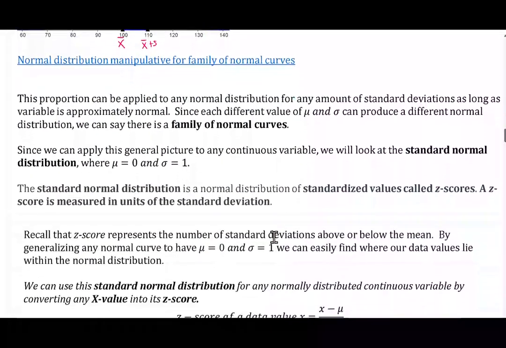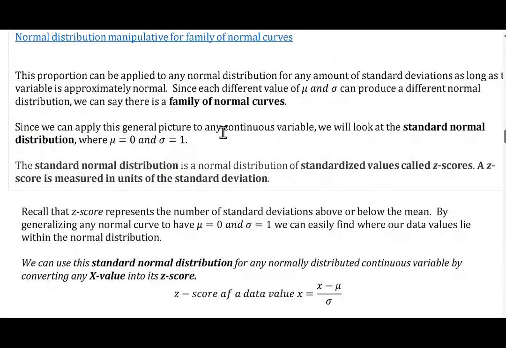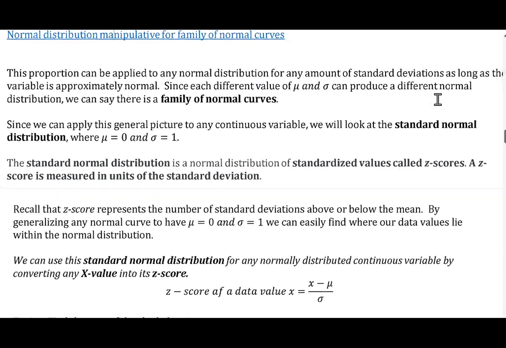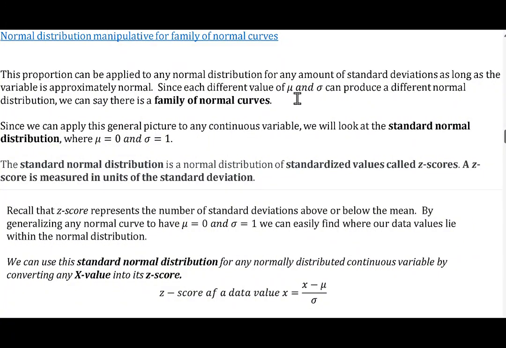So since the proportion of values underneath the curve, again, basically the empirical rule, can be applied to any normal distribution for any amount of standard deviations as long as the variable is approximately normal. Since each different value of mu and sigma, or mean and standard deviation, can produce a different normal distribution, we say that there is a family of normal curves. And that's what this visualization that I was just trying to use was showing, that there can be an infinite number of normal curves, each with a different mean and a different standard deviation, depending on your examples.